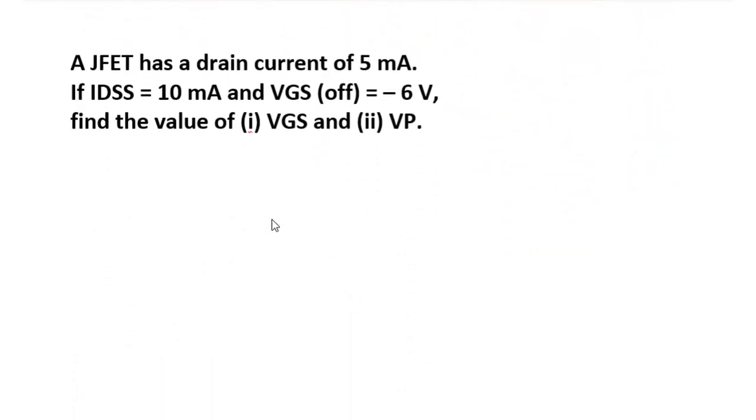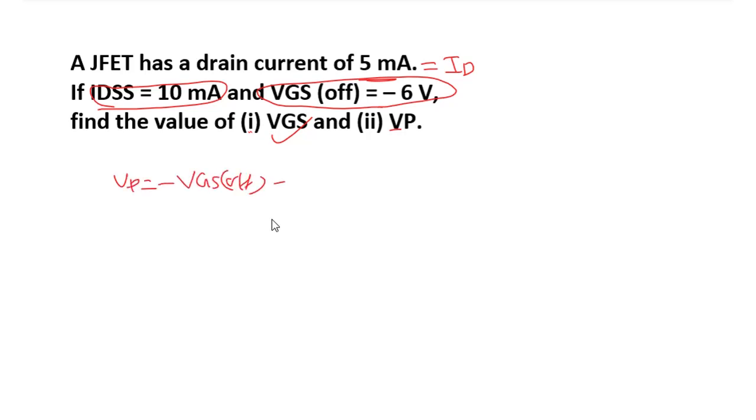Now the second question: a JFET has drain current 5 milliampere, so this is ID, and IDSS is equal to 10 milliampere and VGS off is equal to minus 6 volt. Find VGS and VP. Readily you can write VP is equal to minus VGS off, so that will be equal to 6 volt. So VP is already solved.